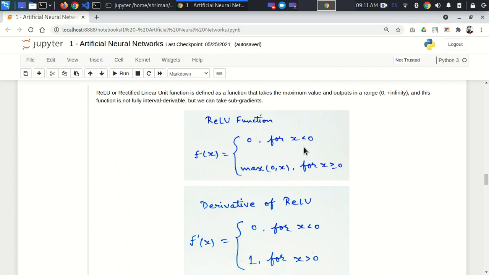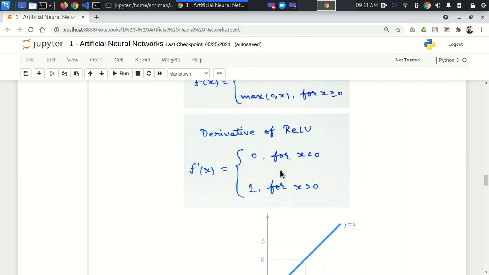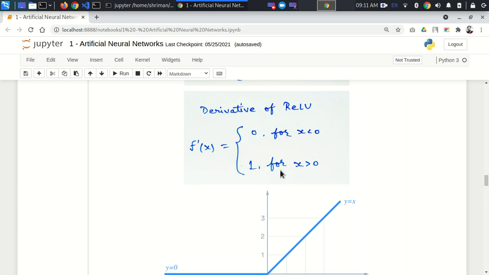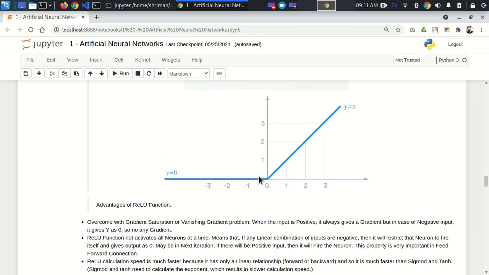So for negative x, if your input is negative, in that case it is always going to give you a 0. But if your input is equal to 0 or positive, in that case it is going to give you the maximum of 0 and x. Again, in terms of the derivative, for negative x it is always going to give you 0, but for positive x it is going to give you a 1. And this is the equation of a ReLU function.